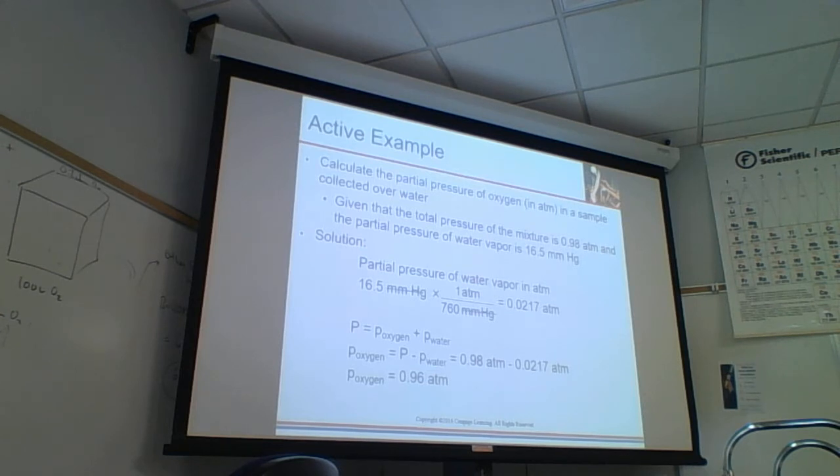And so now I have a mixture that contains 0.96 atmospheres of oxygen and 0.0217 atmospheres of H2O. So what is the total pressure? The total pressure is 0.98 atmosphere. P total equals 0.98 atmosphere. So this is an example of Dalton's or Avogadro's? Dalton.